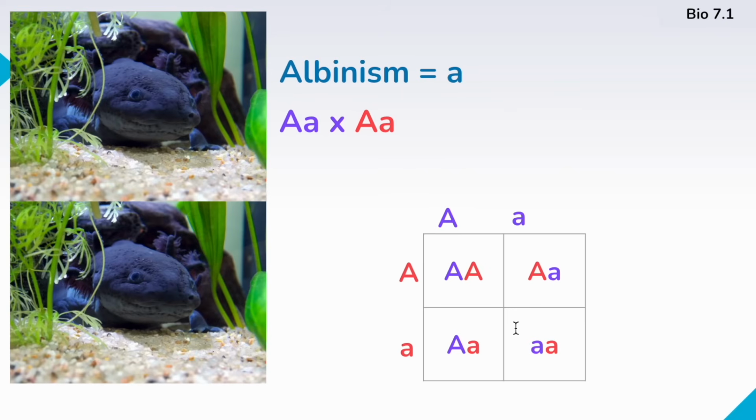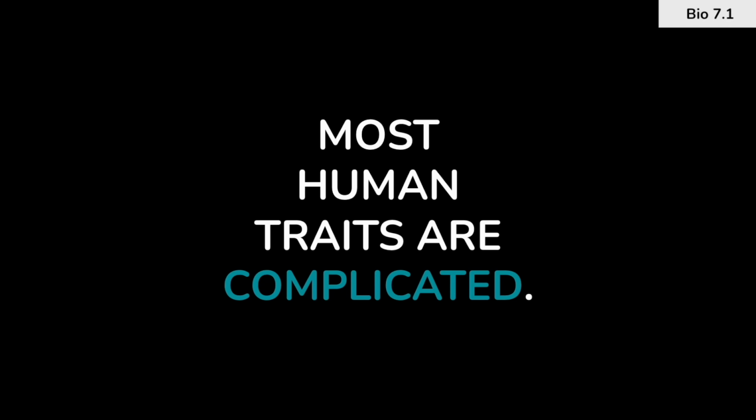It looks like there's a 1 out of 4 chance, or 25% chance, that the offspring of this cross will have that albino phenotype. And there's a 3 out of 4 or 75% chance that it will not be an albino axolotl.